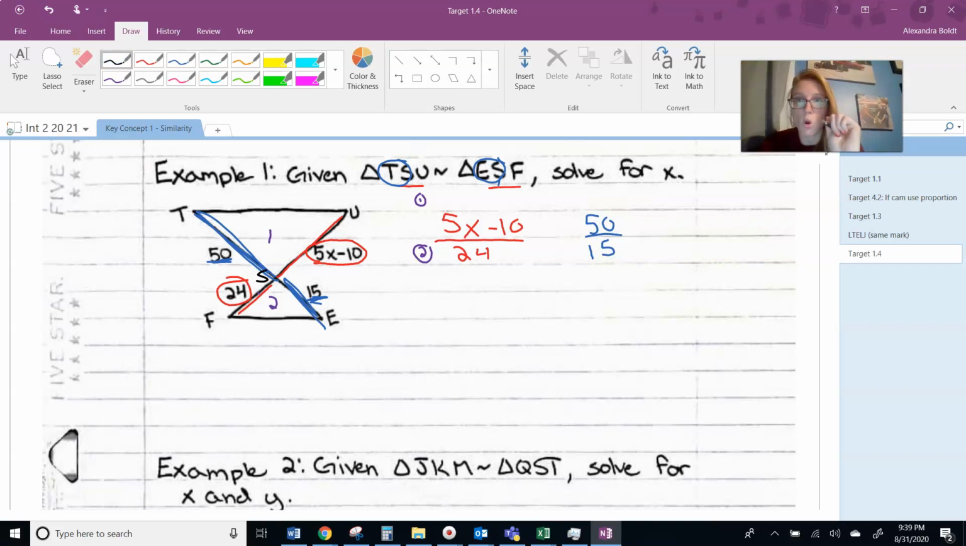And what this part right here tells me, that they're similar, tells me that these fractions are equal. Okay, so it's always triangle 1 on top, triangle 2 on bottom. It doesn't matter which one's triangle 1 or triangle 2, but as long as once you label them, you kind of stick with it, right? So once we have that, this is exactly like what we did in target 1.1.